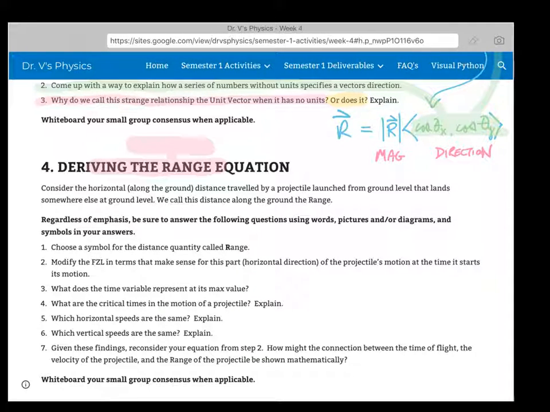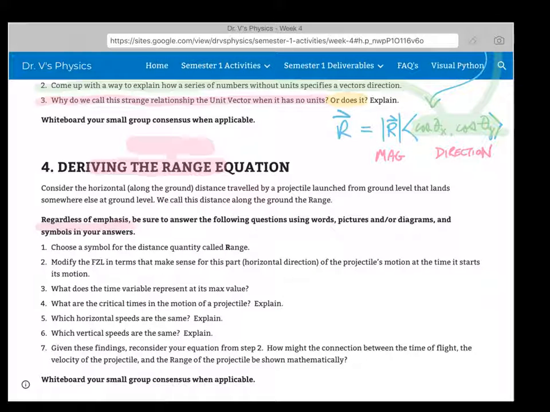If I were to lay a ruler on the world, it started here at ground level, and then over here it landed above ground level, but if I drop a line down, this is how far it went horizontally. So range is always a horizontal distance, an x part of motion, if you will, because we typically use the x-axis to indicate horizontal motion, and the y-axis for vertical motion, and z would be in and out of that plane.